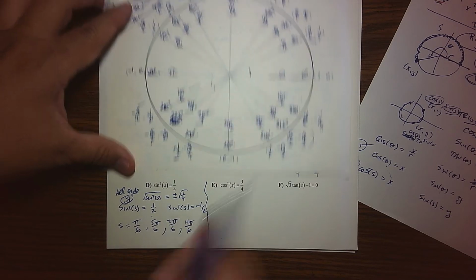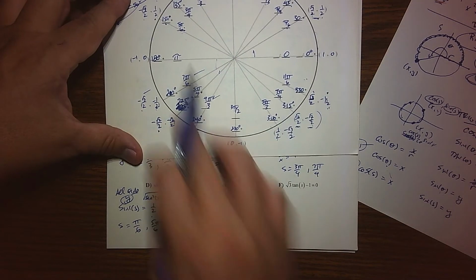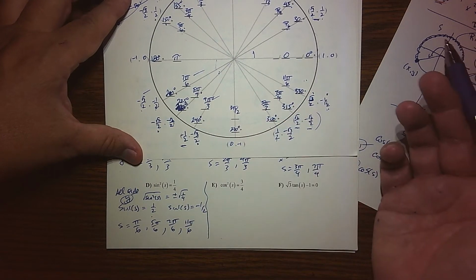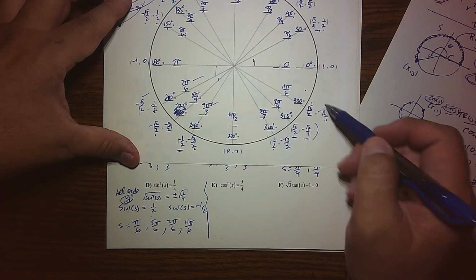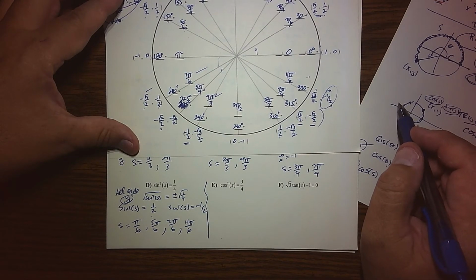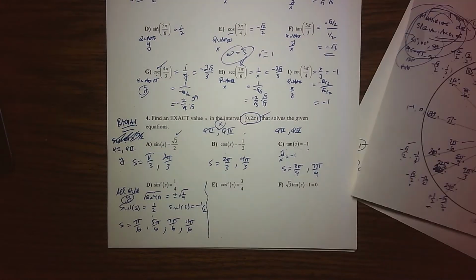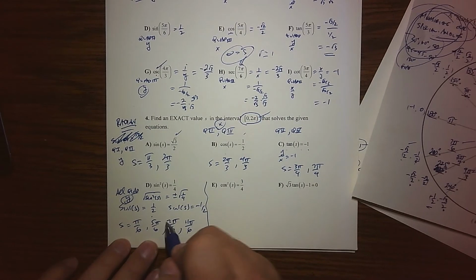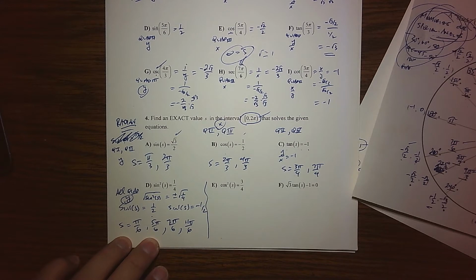So where is it positive? Up here. Where is it negative? Down here. Which angle matches up, or which arc length matches up with y being negative a half? Well, we found it: pi over 6, 5 pi over 6, 7 pi over 6, and 11 pi over 6.